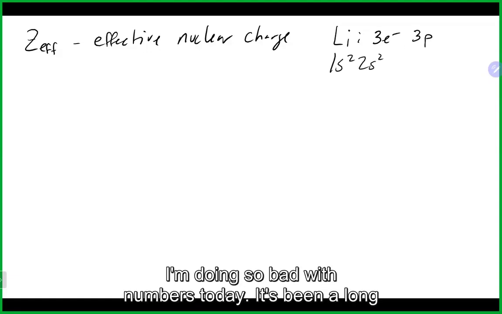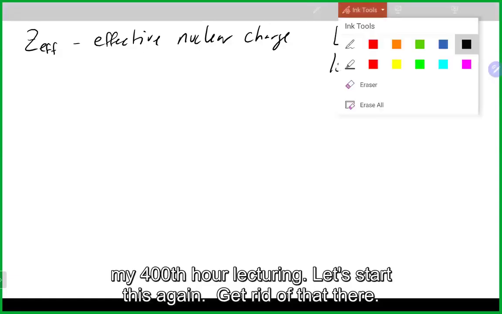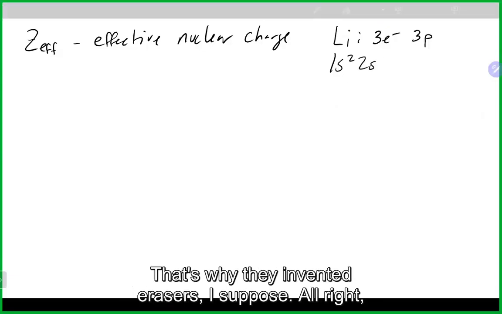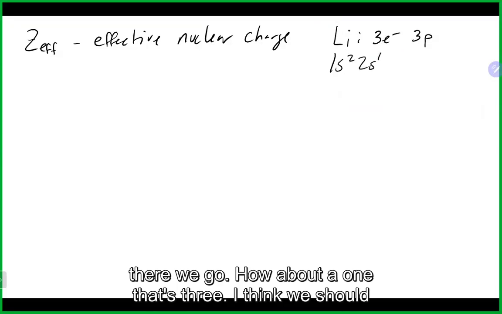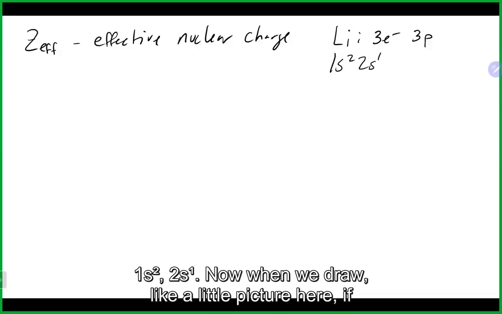I'm doing so bad with numbers today. I know it's been a long day. That's all right. It's my 400th hour lecturing. I was trying to see in here. Get rid of that there. That's why they invented erasers, I suppose. All right. There we go. How about a 1? That's 3. I think we should get the calculator out and calculate that. So we got 1s2, 2s1.